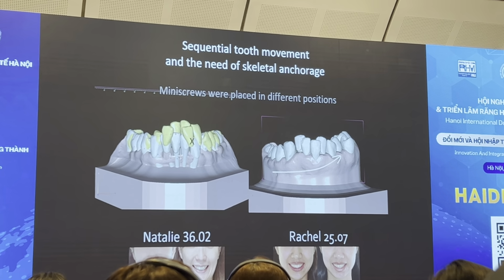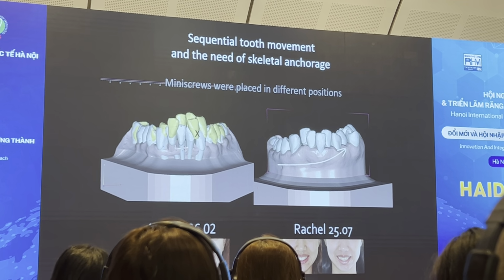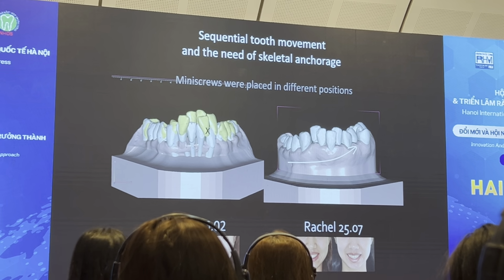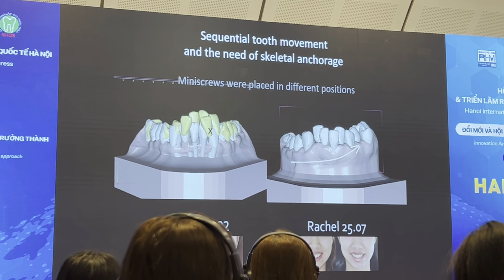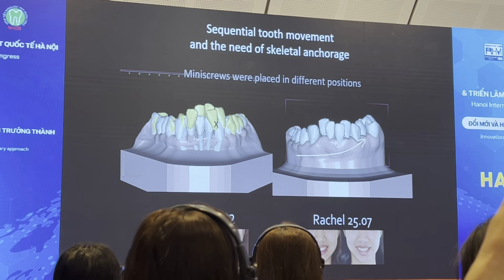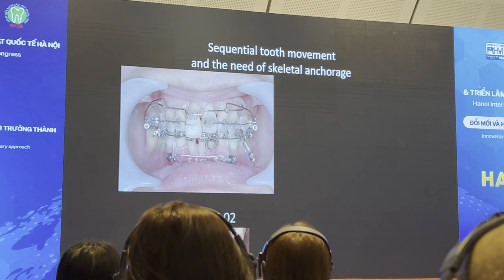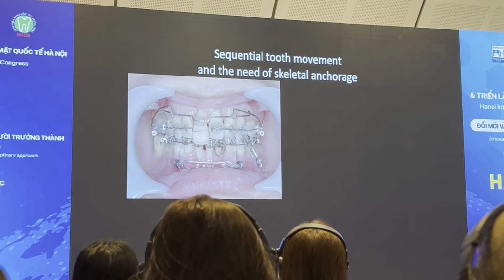Given the severity of tooth displacement, skeletal anchorage was often needed. Mini screws were placed at different positions to provide anchorage to move teeth according to the planned sequence. This was the most efficient way to deal with complex tooth movement. That is why you could see multiple mini screws which were inserted at different positions.